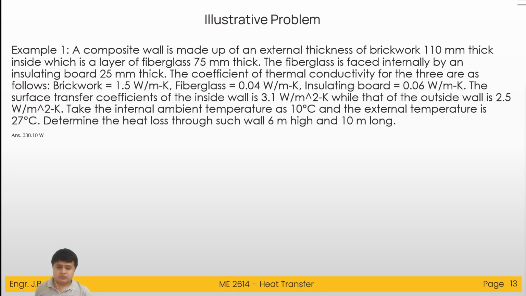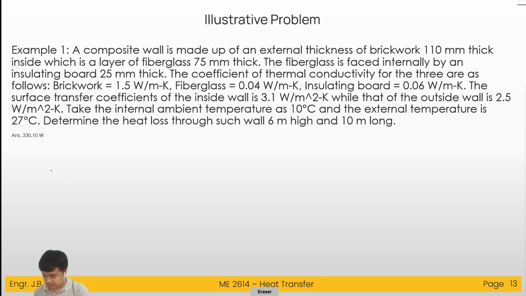Then you have also the convective coefficient of the surfaces, of the inside and outside walls. Then you have the given ambient temperatures of the internal and external portion of the wall. So we want to find the heat transfer of a 6 meter high and 10 meter long wall. So how do we solve for this?